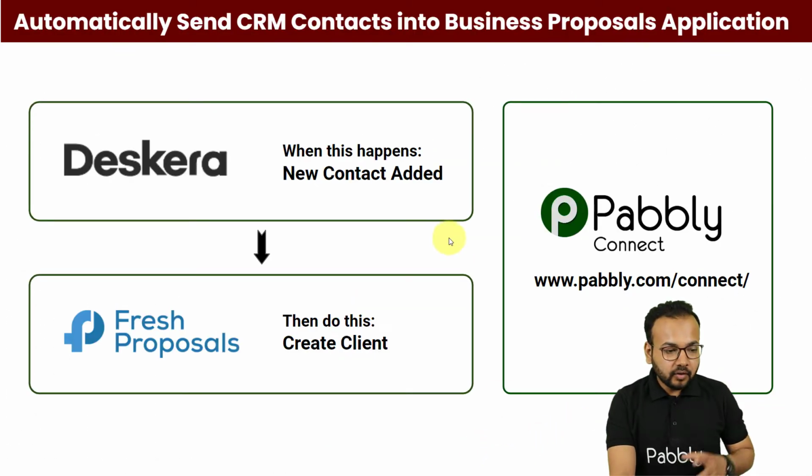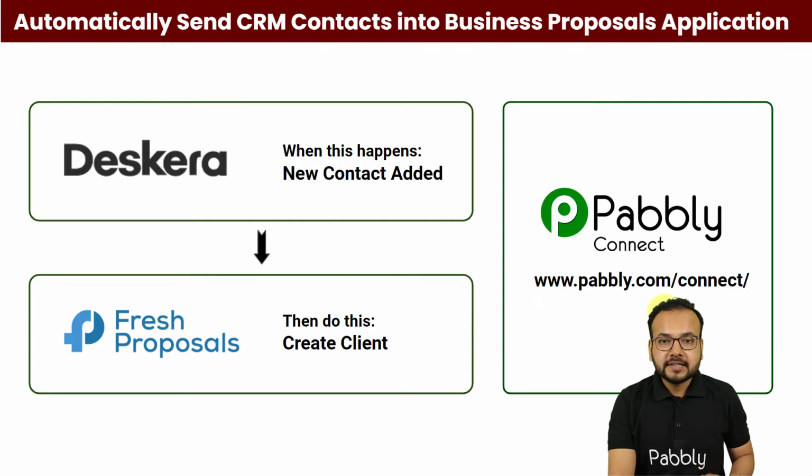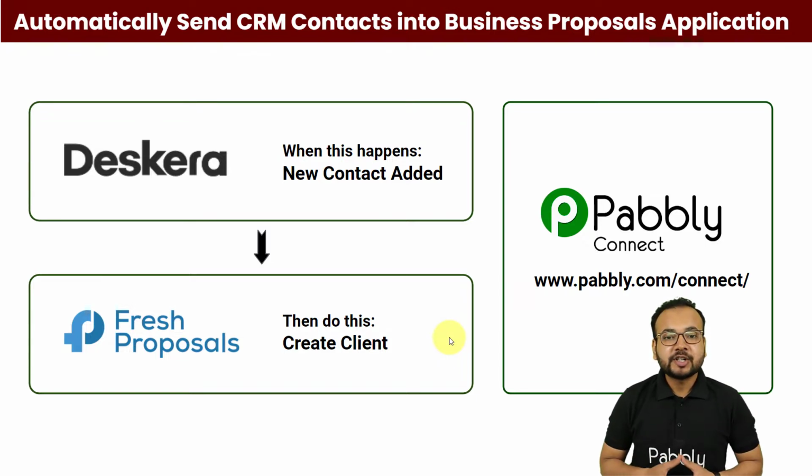So guys, this will be the flow of this automation. Here we are using Zoho as a CRM, and you just have to add contacts there in Zoho, and the same contact will be added as a client in the Fresh Proposals application. Fresh Proposals is a business proposal application. And to set up this automation, we are using Pabbly Connect, which is an integration and automation tool. And the best part is anyone can set up this automation without any coding skills or programming knowledge. So guys, let's set up this automation together right now.